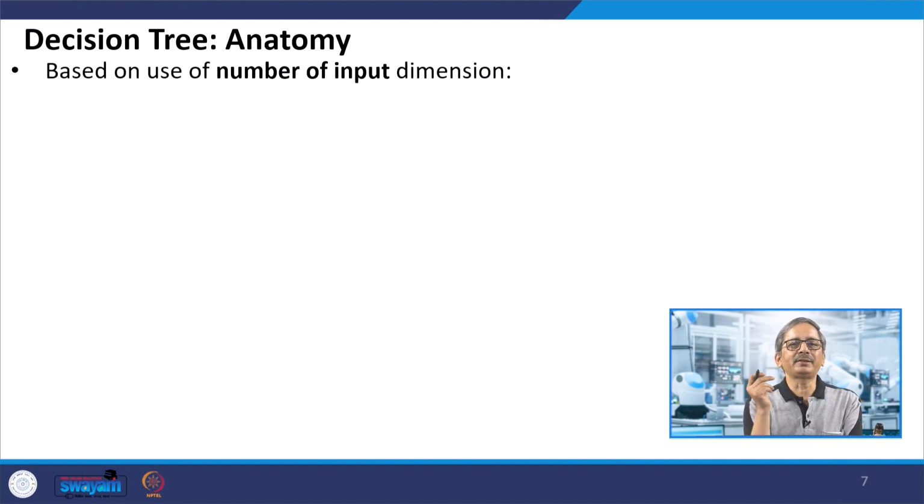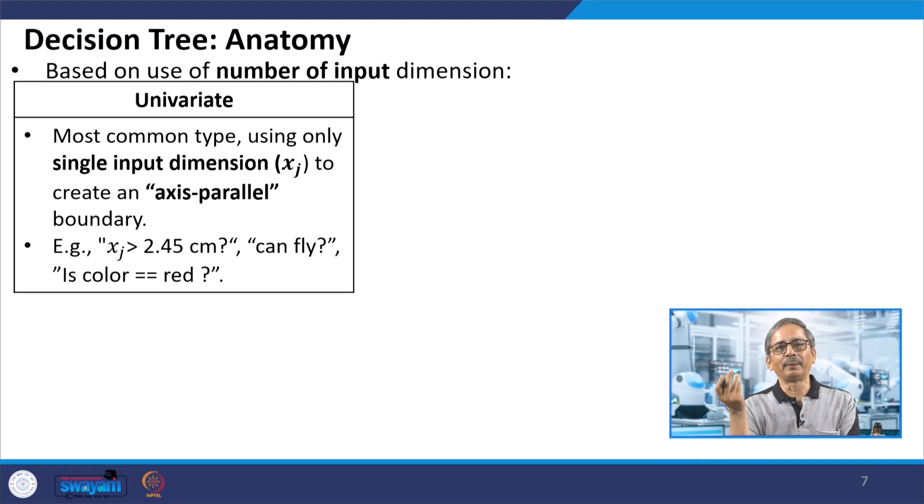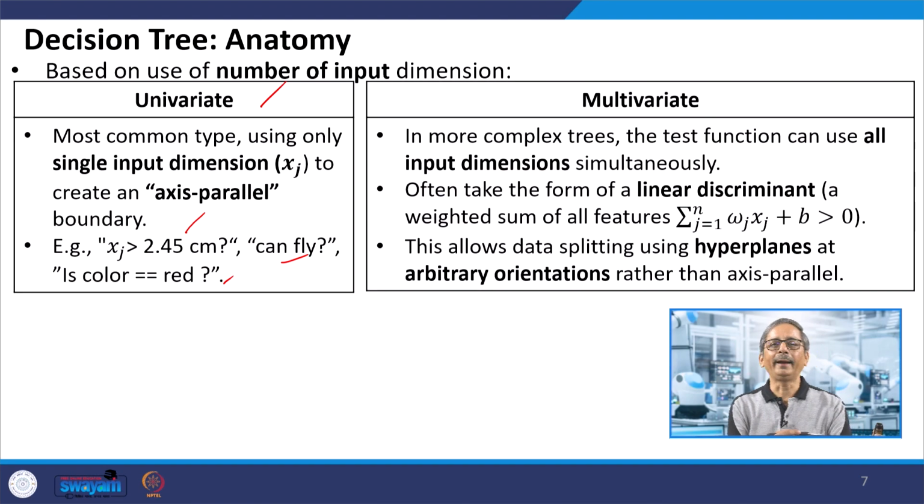Based on the number of input dimensions, we can classify trees as univariate, which basically has only a single input dimension, and this creates an axis-parallel boundary. For example, is xj greater than 2.45 centimeter, or can it fly, or is the color red. And in the case of multivariate, we have a little more complex tree.